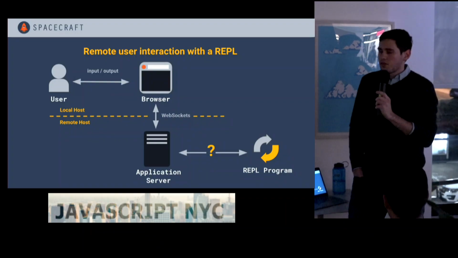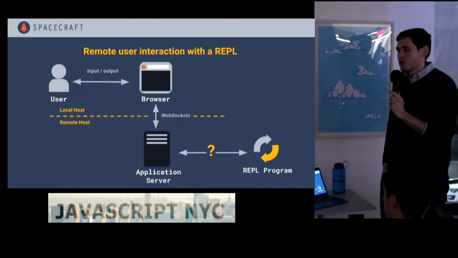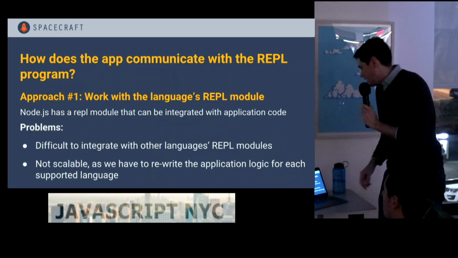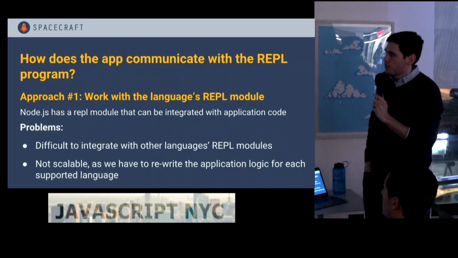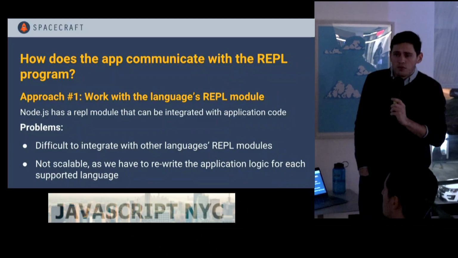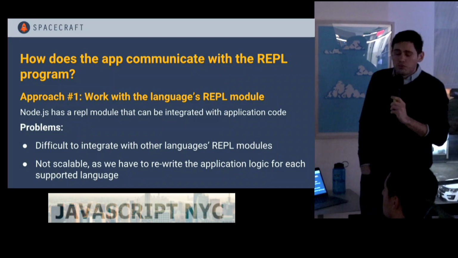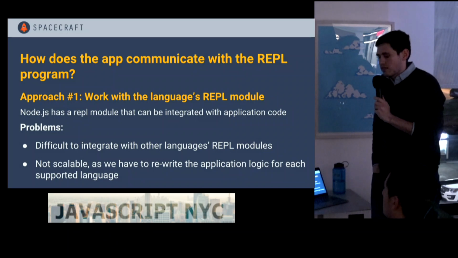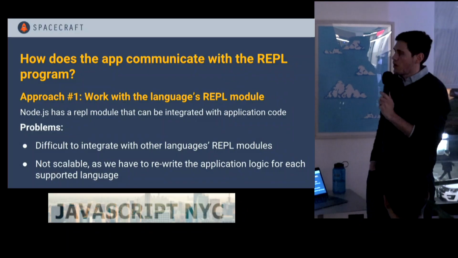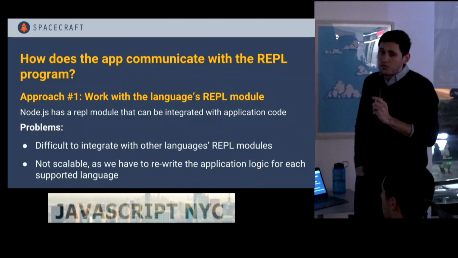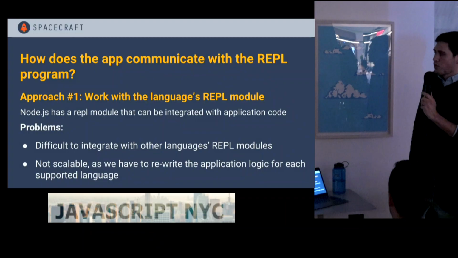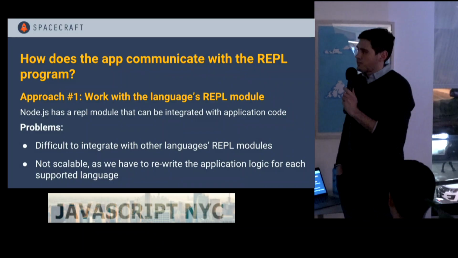But there's a missing piece here. And it involves figuring out how we can communicate between our application logic and our REPL program. And so we had a number of approaches on how we tried to solve this. First was to work with the language's REPL module. Node.js has a REPL module, and it allows us to just integrate that with our code. But the problem is that this just isn't scalable, because we would have to then work with all the other languages' REPL modules, and that might be fine with the two languages now, but looking to the future with more languages, it's not scalable. We want to not have to rewrite our application logic each time we add a new language.